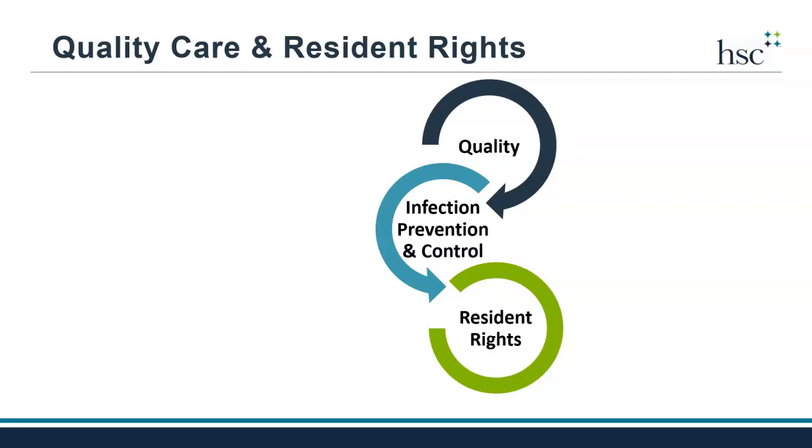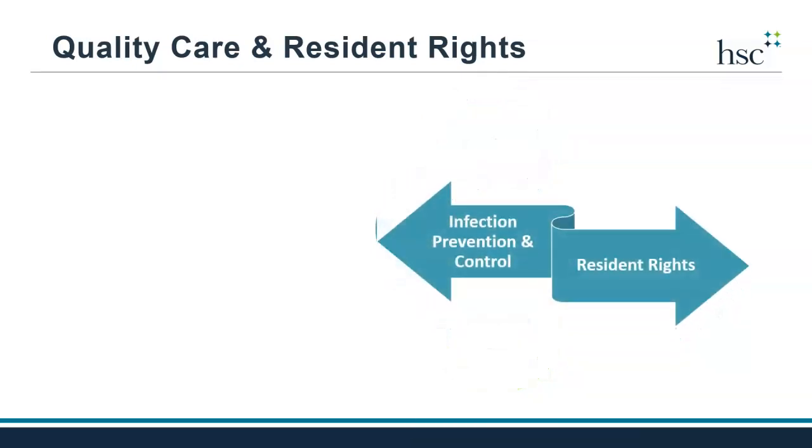When nursing home communities work side by side with residents and those closest to them, such as family members, to prevent and control infections, this demonstrates a commitment to quality care that preserves and promotes resident rights. And when resident rights are protected and preserved, this also strengthens a nursing home community's ability to prevent and control infections. When infections are prevented and controlled to deliver high-quality care, two major resident rights are protected: planning and participation.